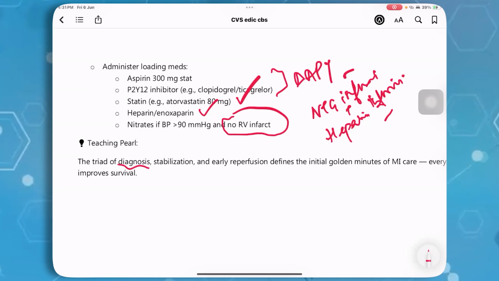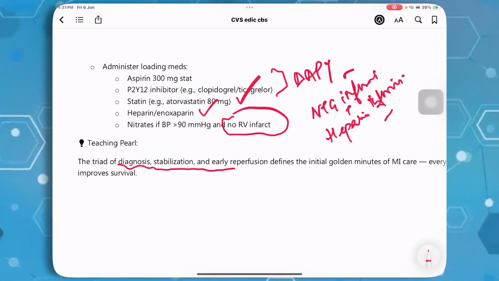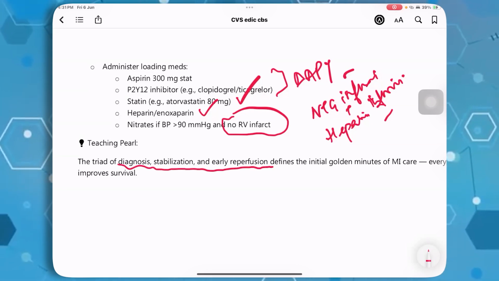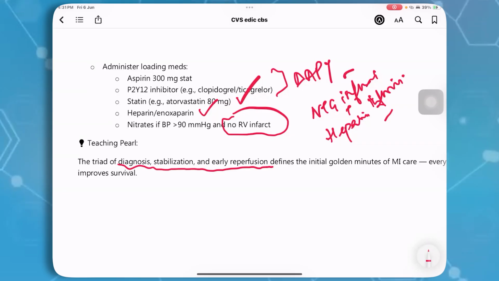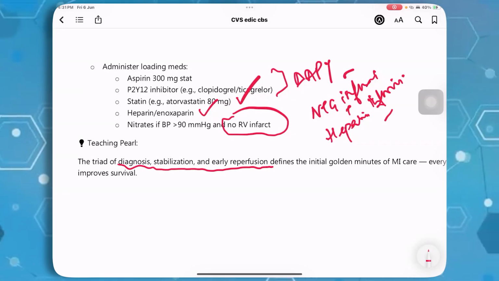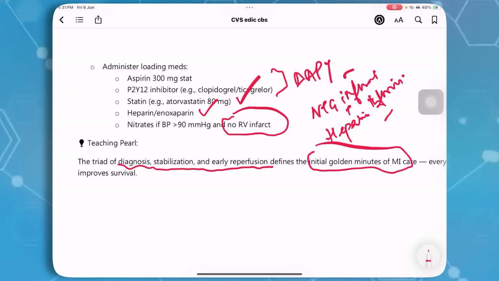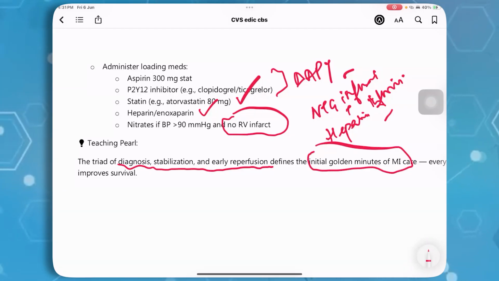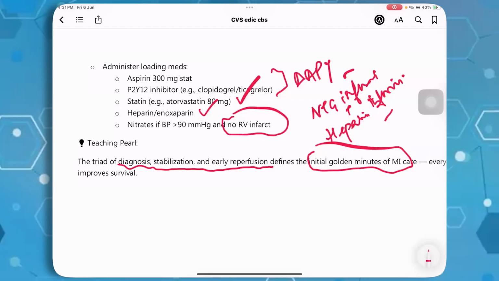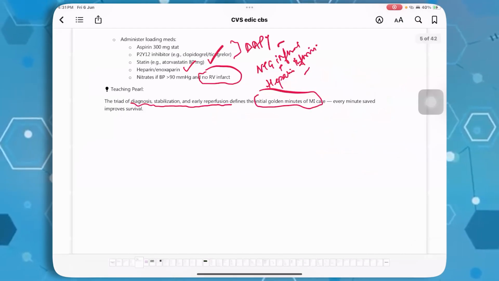Important thing to remember is that diagnosis, stabilization, and early reperfusion define the cornerstone of management of coronary artery disease or ST elevation MI. These are the initial golden minutes of myocardial infarction, and it has been proven time and again that it improves the overall survival.